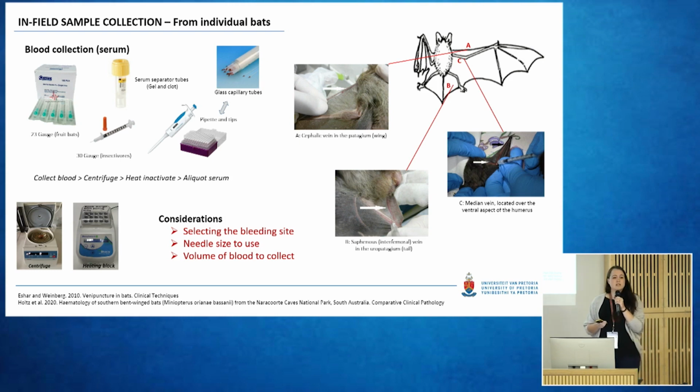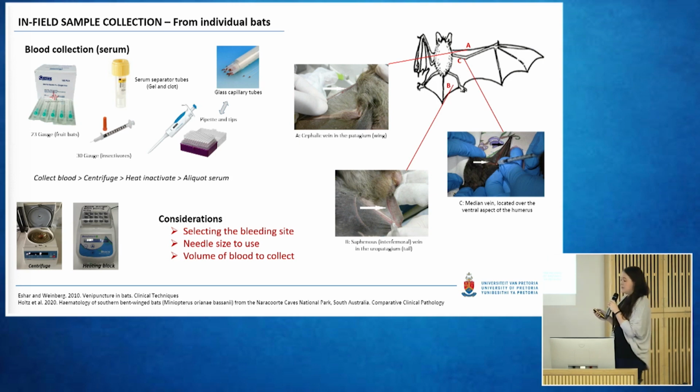What we've seen is, for some species it works well in the tail, but for the smaller species, sometimes the vein is too small, and then we move to the wing. And we would use the vein by the humerus as a last resort, because they tend to form hematomas if it's not done properly. What we've also found is that you struggle, especially with the small bats, to keep the tail open, and with multiple people handling the bat to be able to make the little hole to collect the blood, and the bats tend to move.